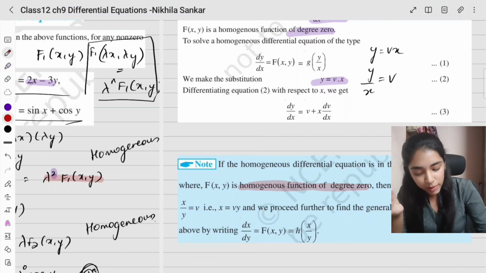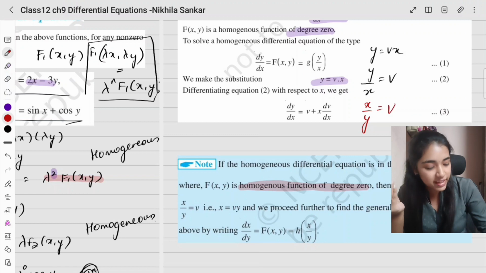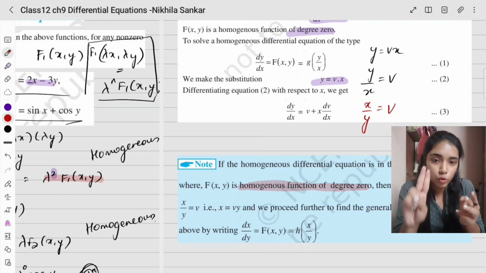In some questions there will be a necessity for you to write like this also: x divided by y equals v. You can substitute this way too. Okay, two ways of solving it.